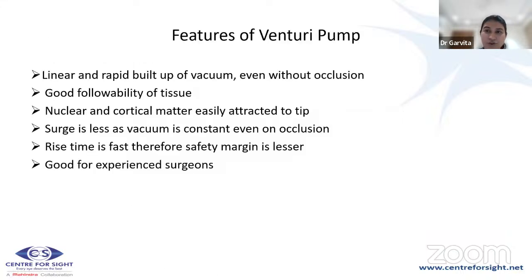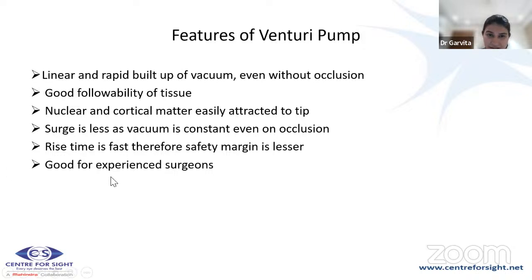What are the features of the Venturi pump? It is linear, and rapid buildup of vacuum is seen even without occlusion, compared to peristaltic, where occlusion was required to build a vacuum. Here, there's good flowability of tissue. Nuclear and cortical matter can be easily attracted to the tip, which is again the flowability of tissue. Surge is less as vacuum is constant even on occlusion. So this is a small advantage of the Venturi pump.